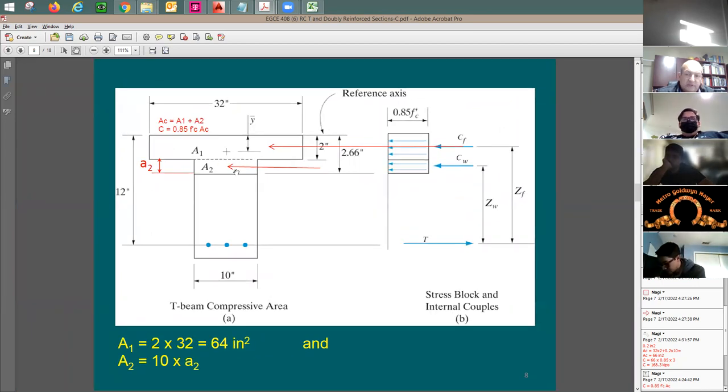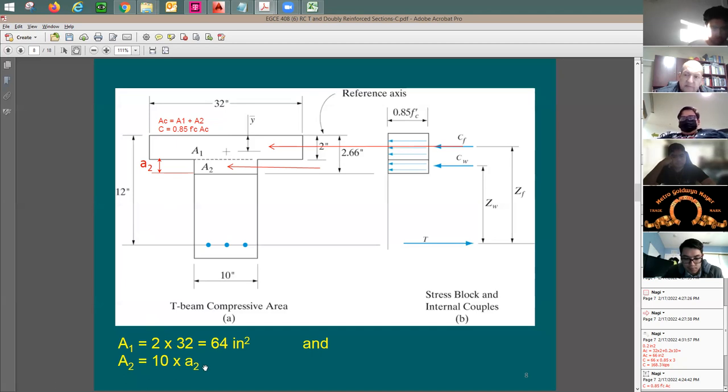So see here, we have two cross-section areas, A1 and A2. A1 I cannot change. It's a fixed number, 32 times 2, correct? Now, A2 is the one where I don't have the exact depth through the web, which I'm going to call lowercase a2. Here's A1, 64 square inch. How about A2, uppercase? This cross-section area is going to be equal to 10 inch times lowercase a2.